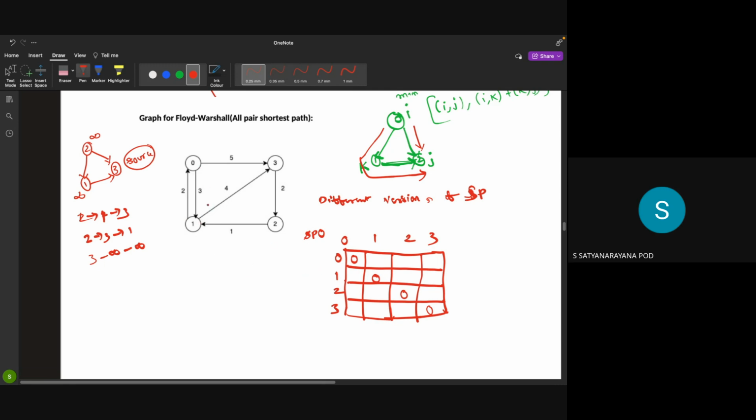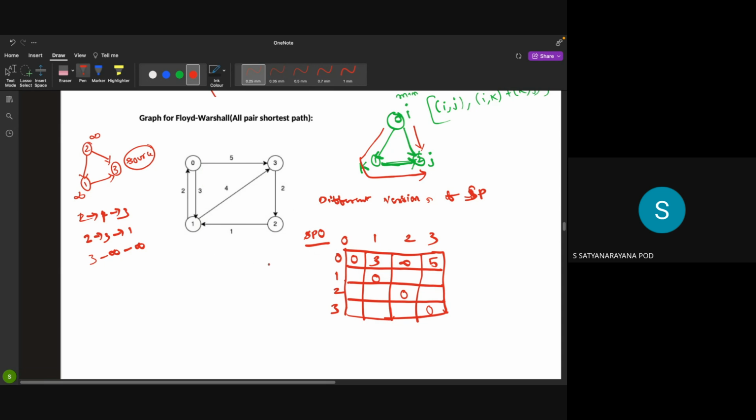0 to 1, is it reachable? Yes. 0 to 1, how much is that? 3. Next one. 0 to 2, is it reachable? I'm talking about a direct edge, please remember. No, sir. Because it's SP0, 0 to 2 is not reachable, it's infinite. Next one. 0 to 3, is it reachable? Yes.